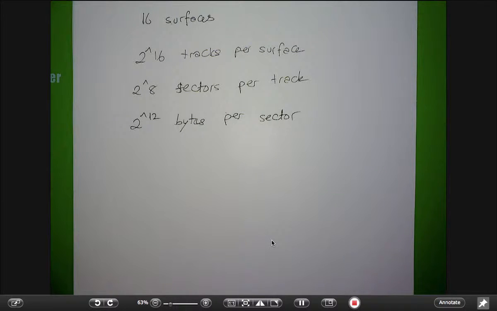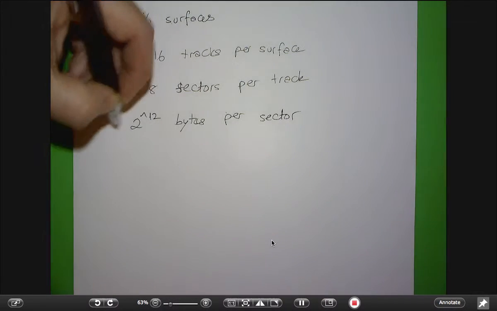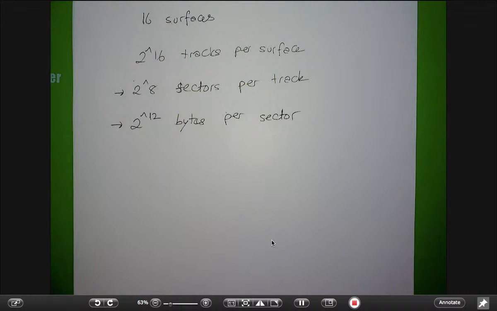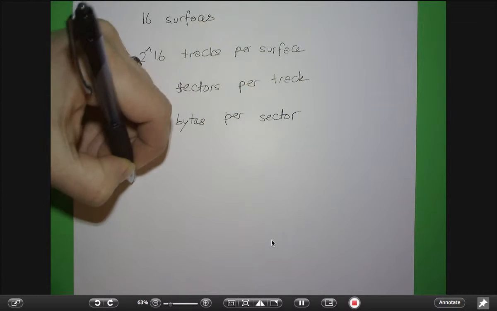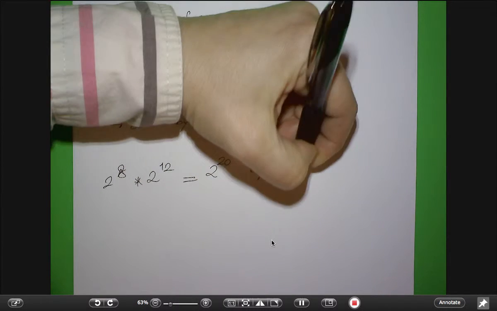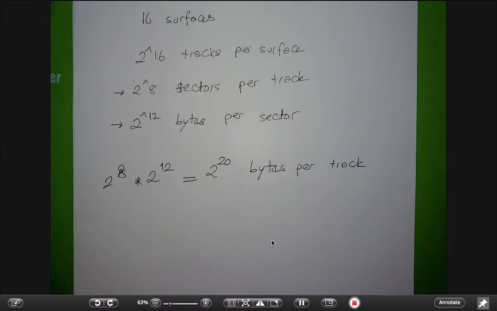Each sector is 2 to the 12 bytes, which is 4 kilobytes. 2 to the 10 is kilo, right? So it's 4 kilobytes per sector. Given that there are 2 to the 8 sectors in a single track, 2 to the 8 times 2 to the 12 means 2 to the 20 bytes per track on a single surface. So 2 to the 20 is what? Mega, the megabyte.